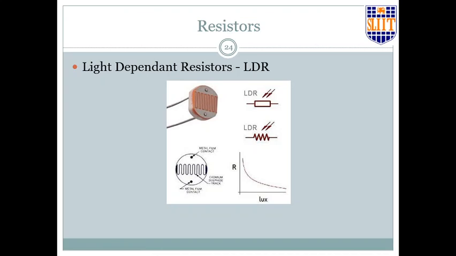Then we have the light dependent resistance, LDRs, where the resistance of the device changes depending on the light falling on the cell. The higher the amount of light falling, the lower the resistance is. The lower the amount of light falling, the higher the resistance is. Different LDRs do have different maximum resistance values and different minimum resistance values. So you have to find out what the range is in the application that you are using it.